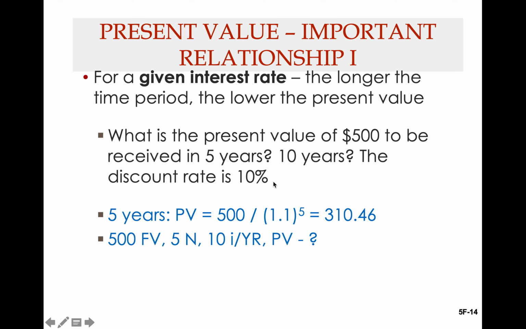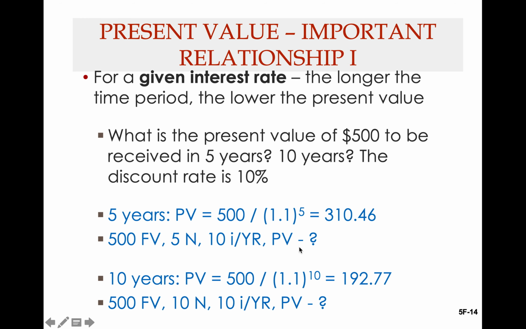What about if our investment period was longer, 10 years? We enter the same keystrokes or use the same formula, except that now we're dealing not with 5 years but with 10 years. What is our present value? Our present value is actually much lower. It's $192.77. So again, the longer the time period that you invest, the lower the present value.